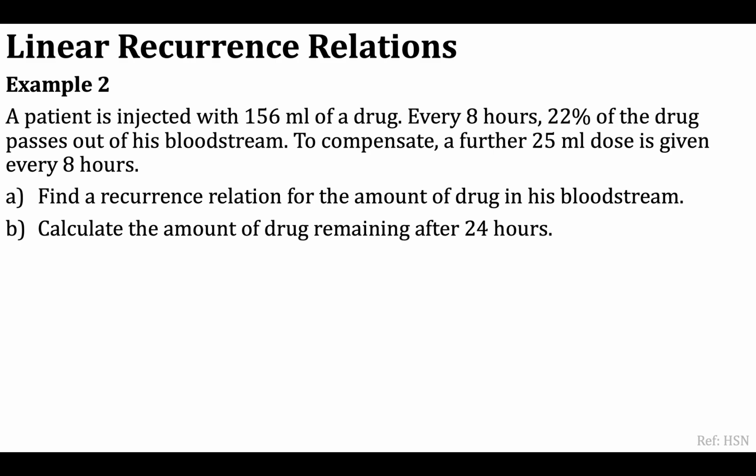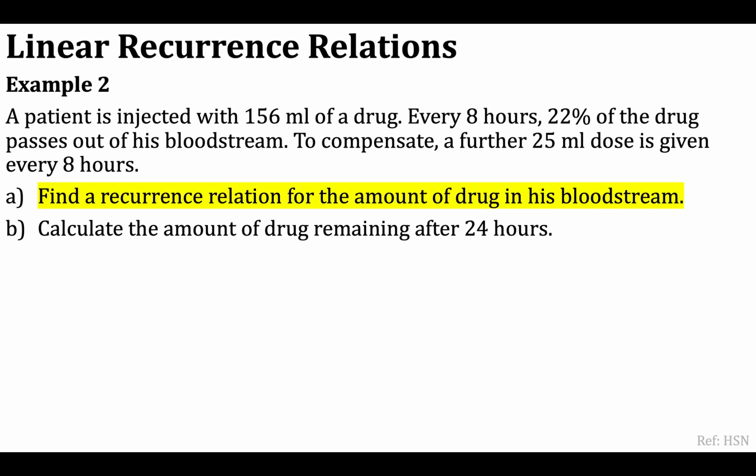A patient is injected with 156 millilitres of a drug. Every 8 hours, 22% of the drug passes out of his bloodstream. To compensate, a further 25 millilitres dose is given every 8 hours. Part A asks us to find the recurrence relation for the amount of drug in his bloodstream, and Part B, calculate the amount of drug remaining after 24 hours.